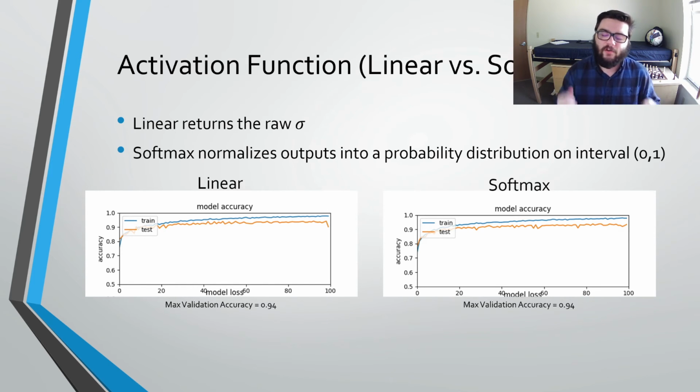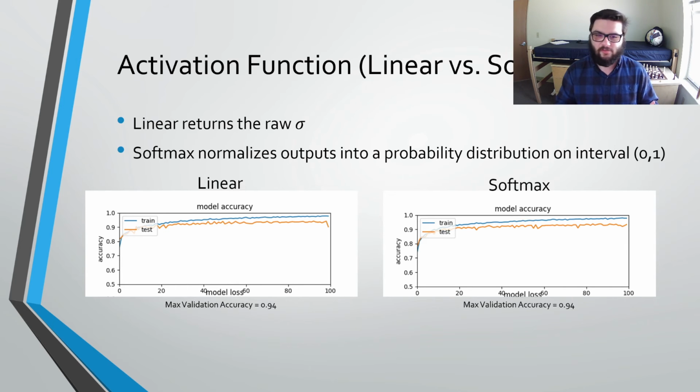And we first compared the linear and the softmax activation functions. The linear activation function essentially does no additional computation, whereas softmax takes all of the output values and normalizes them onto a probability distribution between 0 and 1.